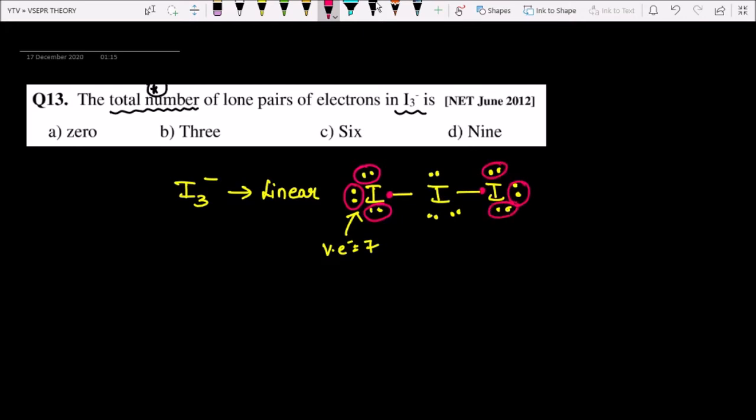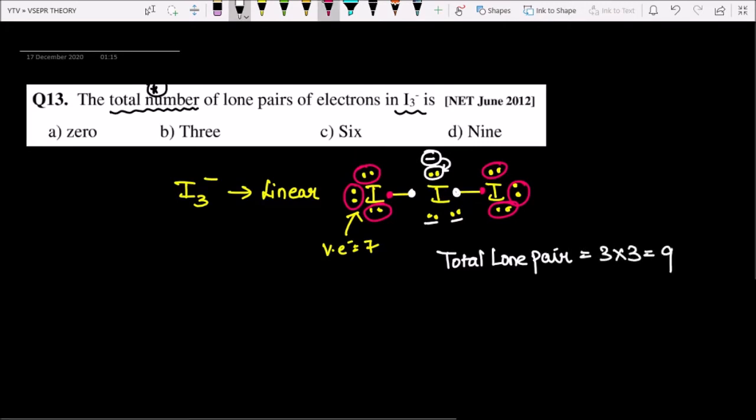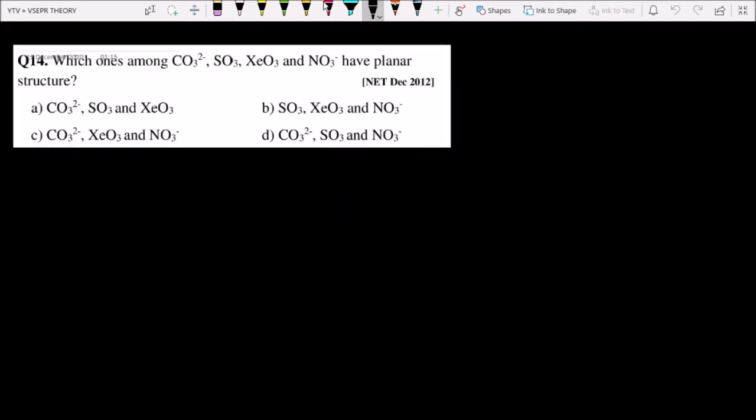In case of the central atom, the central atom has given two electrons for bonding. But there is one charge. What charge? Negative charge. So it should have two lone pairs plus that negative charge. So overall, if you count the total lone pairs of electrons, each atom has 3. So 3 into 3, it's going to be equal to 9. So the correct answer is option D, 9, and not option B. Okay, let's move to the next question.